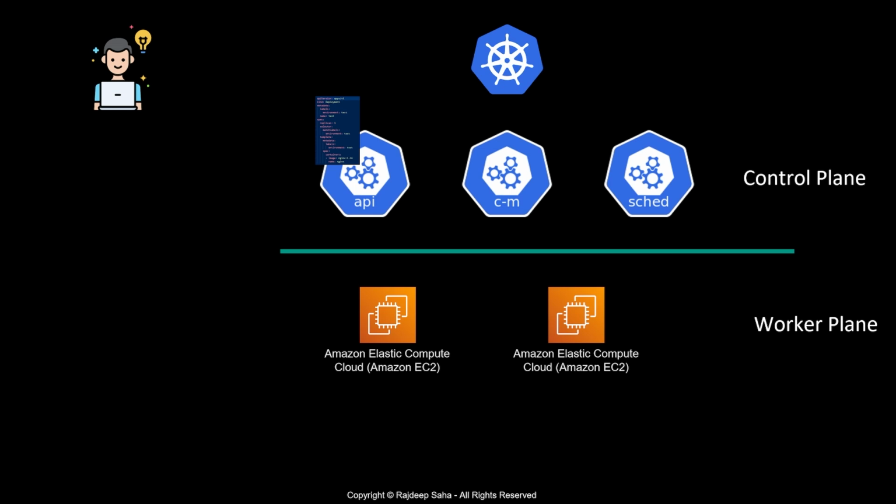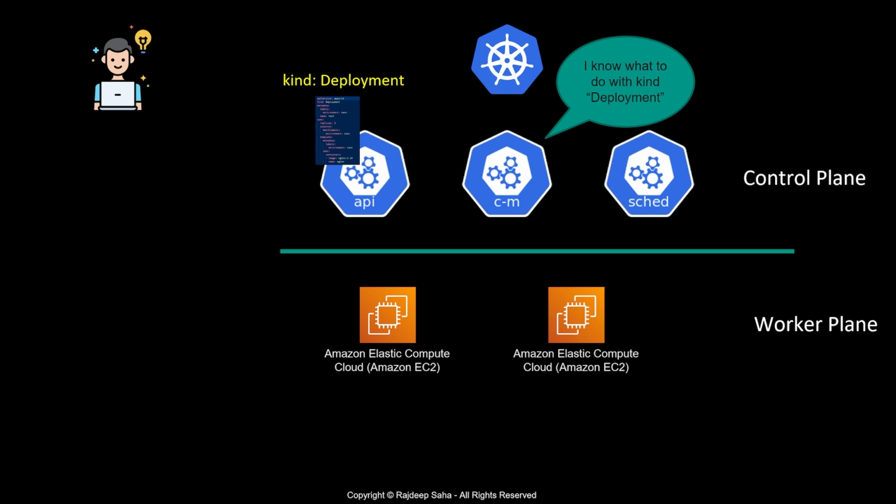goes to the API server, and this controller manager has separate controllers for different kinds. In this case, the kind is deployment, and the controller knows what it needs to do with this kind deployment. So in this case, working with the scheduler, it creates 3 pods in the worker plane under this deployment because the replica is 3.